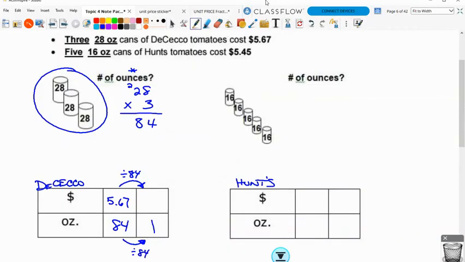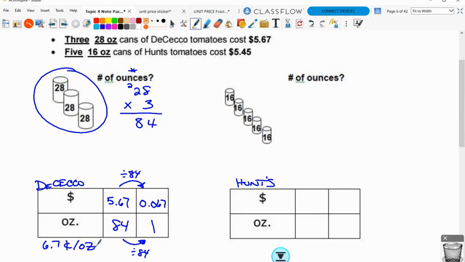So let's go ahead and record that in there, 0.067. And once again, we need to convert this into cents. So I'm going to move that decimal place 2 times to the right, which means that this comes out to be 6 7/10 cents per ounce of tomatoes for DeCecco.